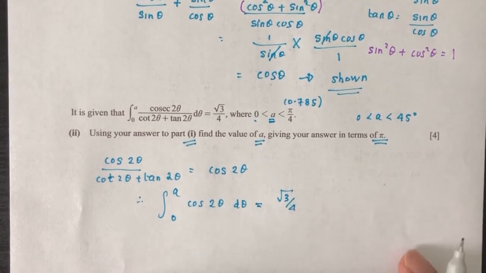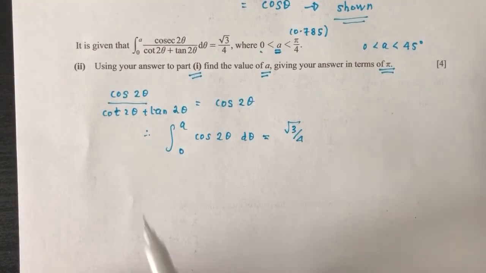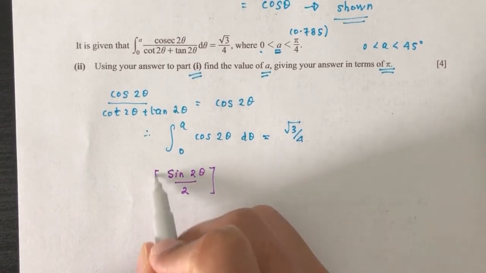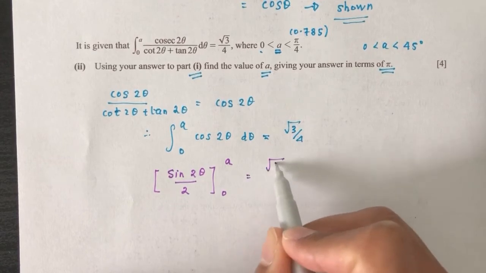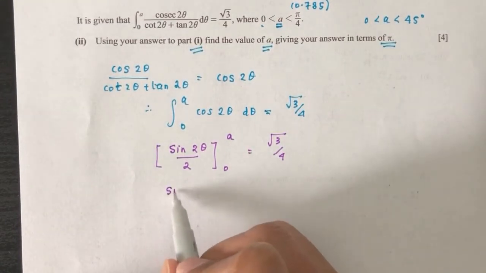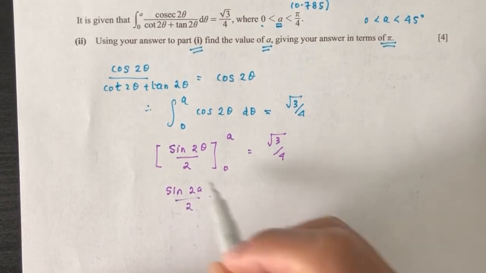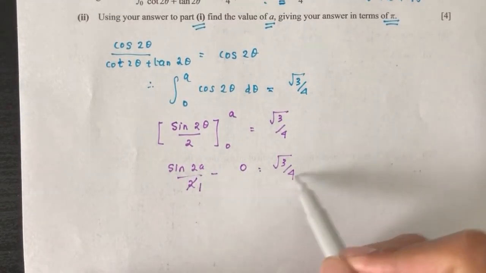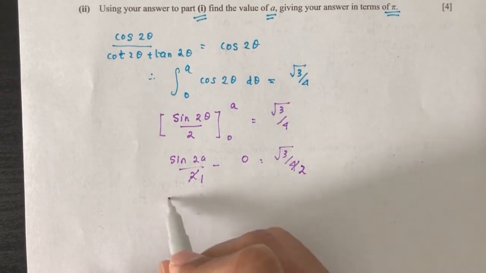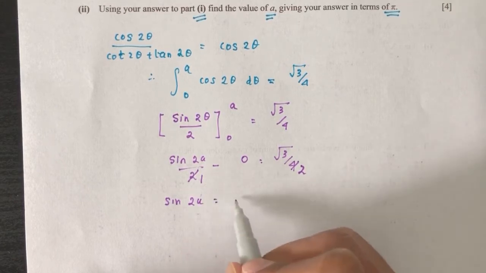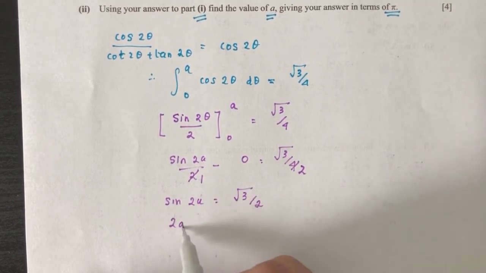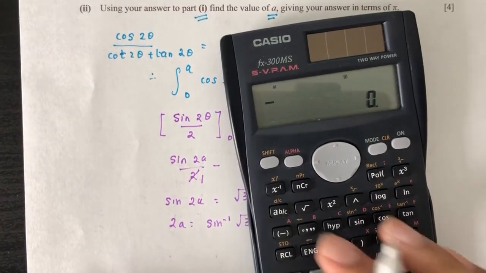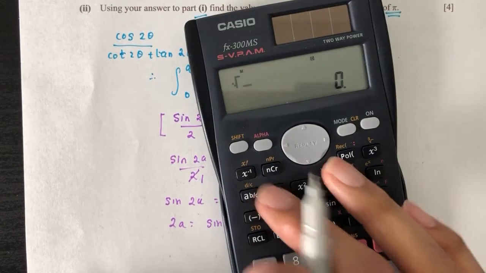So let's solve the left hand side first and see what we have. Here we have sine of 2 theta divided by 2, and the limits are a and 0. So let's solve. We have sine of 2a over 2 minus sine of 0, which is 0, equal to 3 over 4 of this. So 2 over 1, this becomes 2. So sine of 2a becomes square root of 3 over 2. So 2a is the inverse sine of root 3 over 2. We can try to use our calculator. If you know this is the exact value as well, fine, but if you don't know, let's try our calculator.